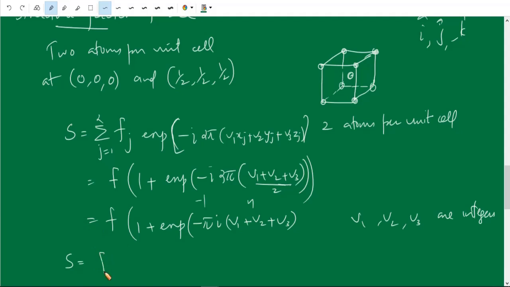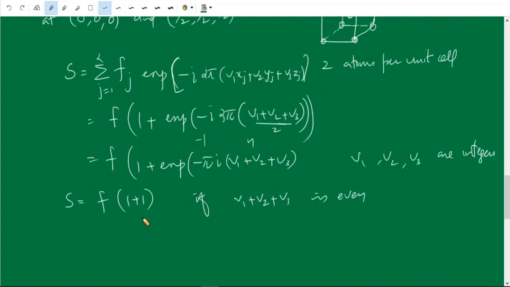So S is f into 1 plus 1 if V1 plus V2 plus V3 is an even number. So if the sum of this is even, then S is equal to f into 1 plus 1, that is 2f. This is equal to f into 1 minus 1 when V1 plus V2 plus V3 is an odd number. Okay. So if the sum of the indices is odd, then the structure factor is equal to 0.